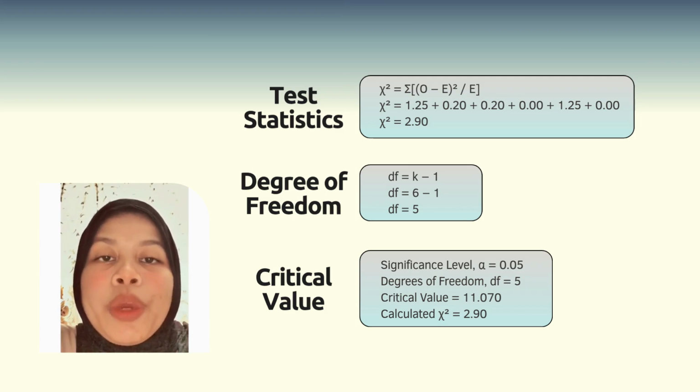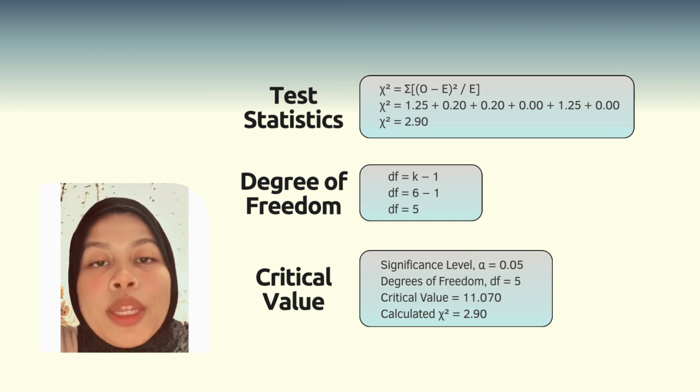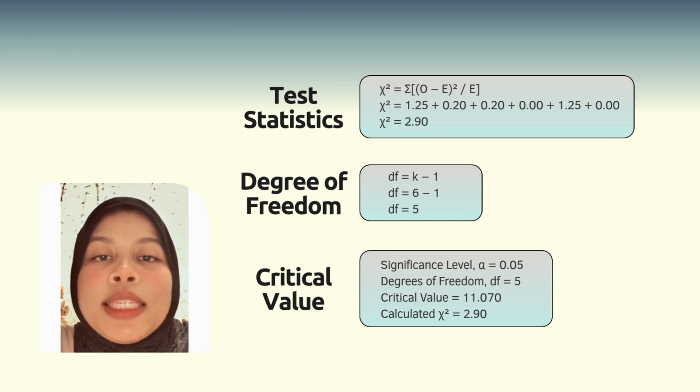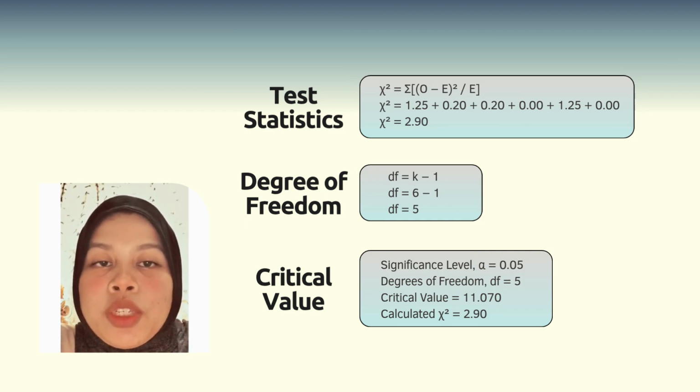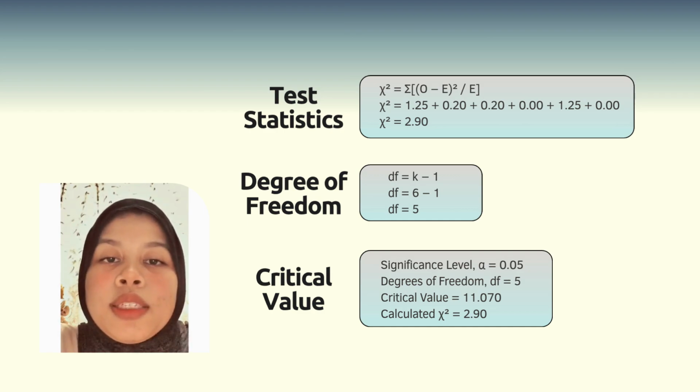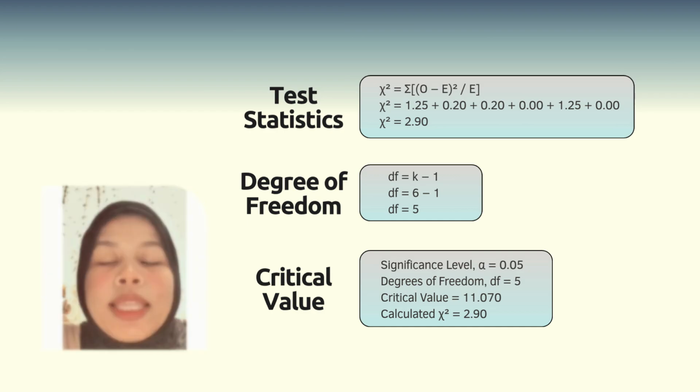At this stage, we have obtained all the values required for the hypothesis test. Chi-square calculated value equals 2.90, degrees of freedom equals 5, chi-square critical value equals 11.07. These values will be used in the next session to determine whether the null hypothesis should be rejected or not. I will now pass the presentation to my group member who will explain the interpretation of the result, the decision, and the conclusion. Thank you.